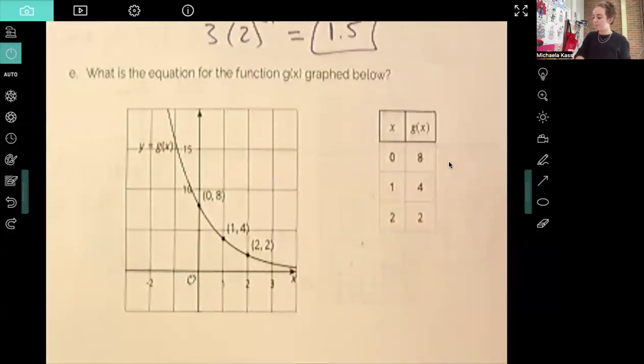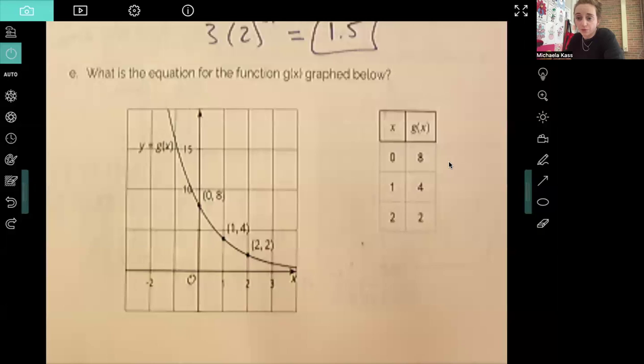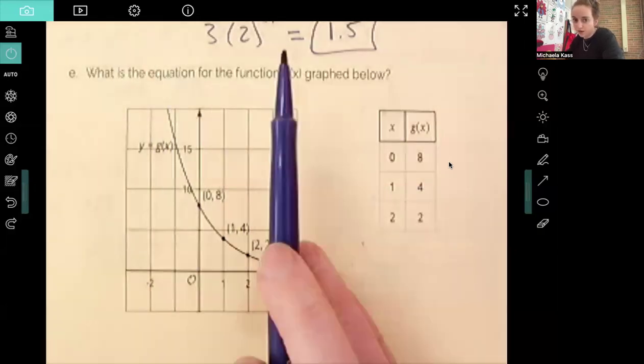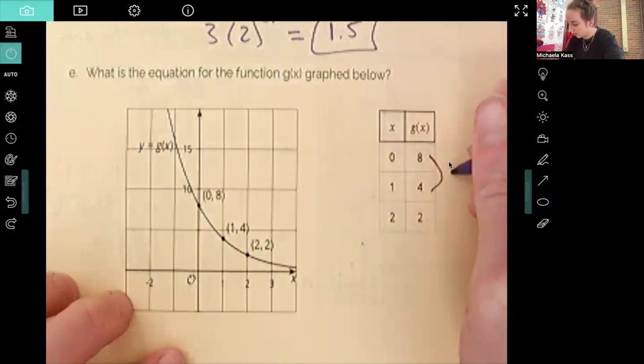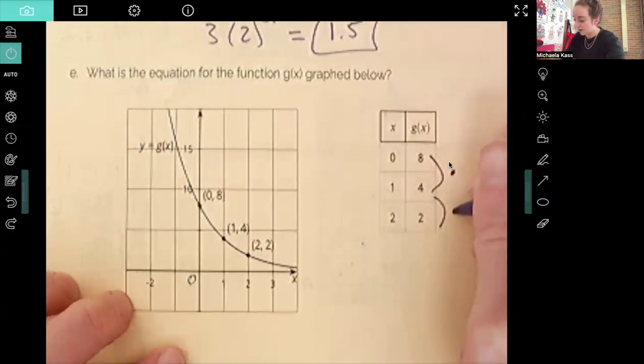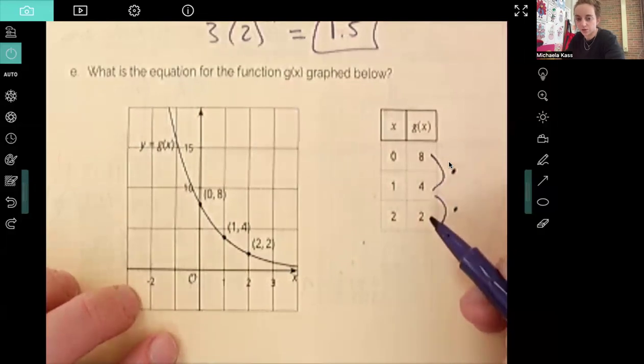All right, E. What is the equation of the function g of x graphed below? So g of x, this does not look like growth anymore, right? Because it's going from left to right, it's going down. So that means we're doing some type of multiplication yet again, right? It's a multiplier. We're multiplying. We're not dividing, we're multiplying, of how we go from 8 to 4 to 2.